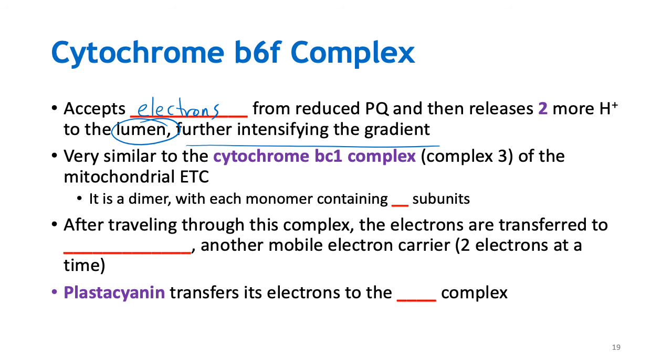You may want to think of cytochrome B6F complex in a very similar way to the cytochrome BC1 complex of the mitochondrial electron transport chain. The cytochrome B6F complex is a dimer, meaning there's 2 monomers bound together, and each monomer contains 8 subunits, so it's pretty big. Okay, 1 subunit's already big enough. There's 8 of them, and since there's 2 monomers that have 8 coming together, there's 16 subunits in total. After traveling through the complex, the electrons are transferred to another mobile electron carrier. This one's called plastocyanin.